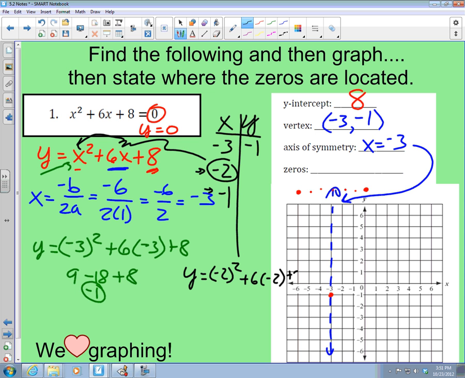Was it plus 8? I've got to be careful. I don't want to get over too far. So that's 4 minus 12 plus 8. That's equal to 0. So guess what? There's our first 0. Because y equals 0.